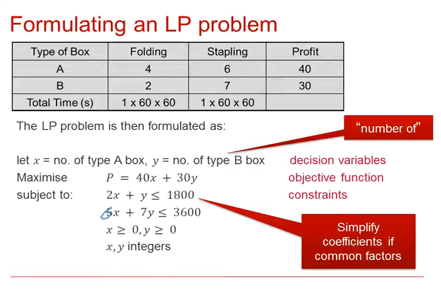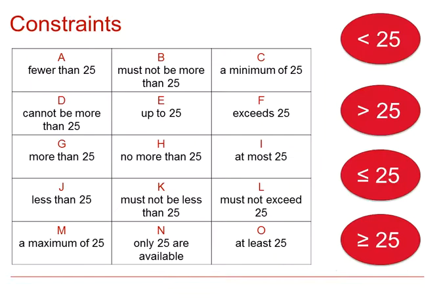Once the decision variables, the objective function, and all the constraints are clearly stated, the LP problem is then considered formulated. In the previous example, the constraints were pretty straightforward. But sometimes these may not be as easy to work out, particularly if you speak English as a second language. Here are some examples of the type of language that may be used. For example, fewer than, must not be more than, a minimum of, cannot be more than, no more than, must not be less, must not exceed, and so on.